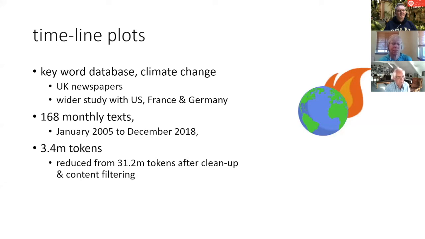Monthly text means all the texts from our database that were from a given month, in this particular case from UK newspapers, were selected with certain criteria. They're supposed to be texts about climate change, or where the focus on and the original database that we searched was climate change.